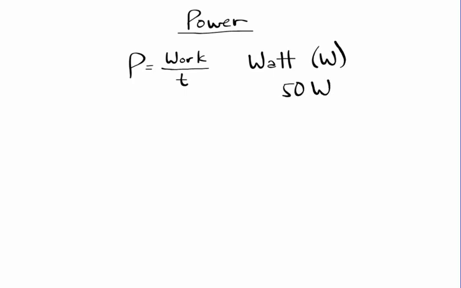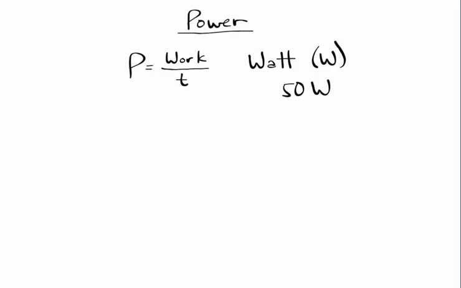Let's look at the concept of power mathematically. Power is defined as the amount of work done on an object over time. This is the first time that we see time become a factor in our energy unit. And the unit of power is the watt, which we abbreviate with a capital W. So if you see something like 50 capital W, that means 50 watts, and that is the power.